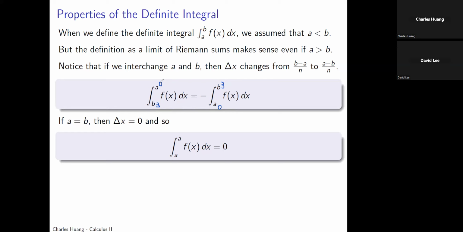So each of the width is now going to be negative. When I do the width will now be 0 minus 3 divided by n. So it will be a negative value, -3 over n. Because of that, the integral will be negative. So if I reverse the limits, the area that we calculated, because we're doing this backwards, we're going to have the negative value of what we have. So that's the first property.